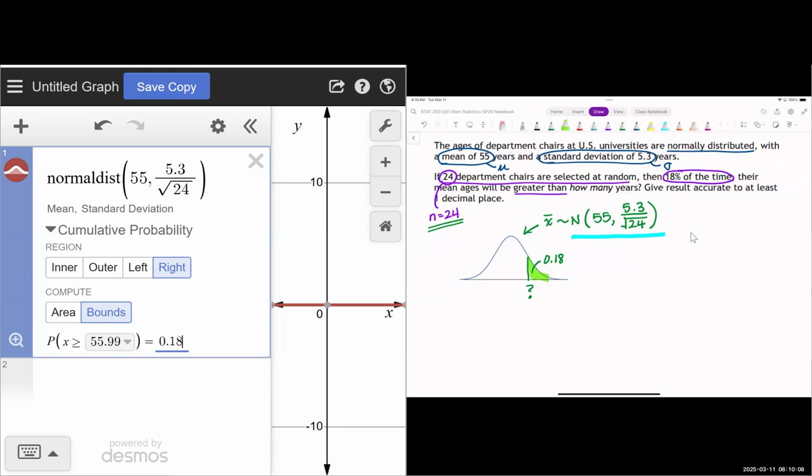and I get 55.99. We are asked to round to one decimal place, so the cutoff value that we need here is X bar equals 56 years. That's the cutoff for the top 18% of the distribution.